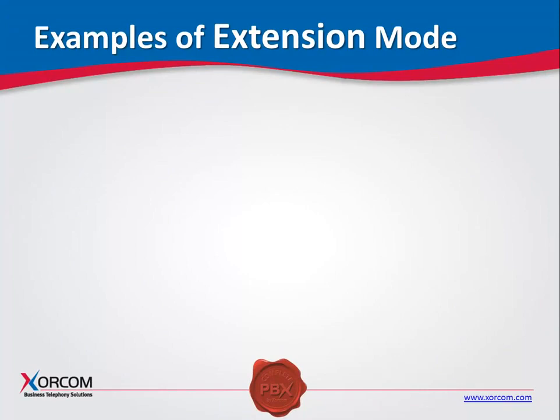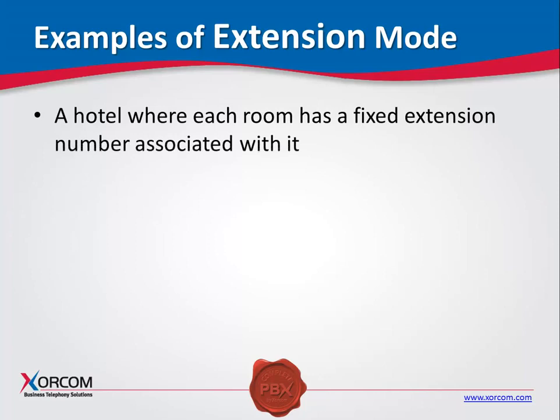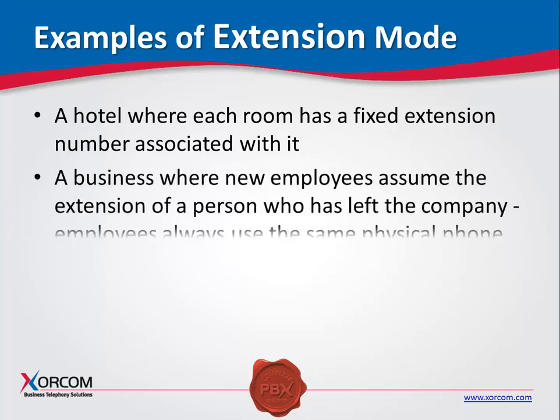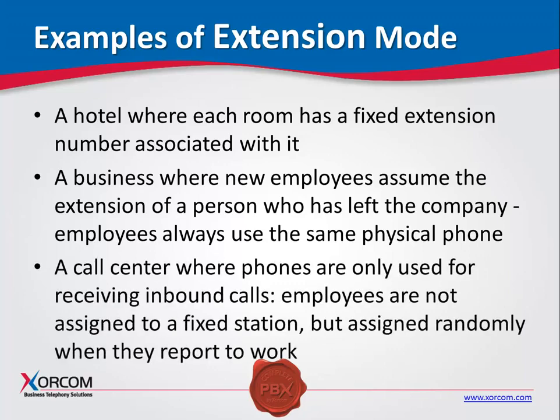Here are some examples of endpoints for which extension mode should be defined. 1. Telephones in hotel guest rooms. In this case, the room number corresponds to the extension number, which doesn't change when the guest checks out, but rather remains fixed. Number 2. In a business where a new employee assumes the role and telephone number of his or her predecessor, the physical phone and its number are fixed. 3. In an inbound call center where the phones are used for receiving incoming calls, employees may work from a variety of stations to which they are assigned randomly, but the calls are routed to fixed extensions.